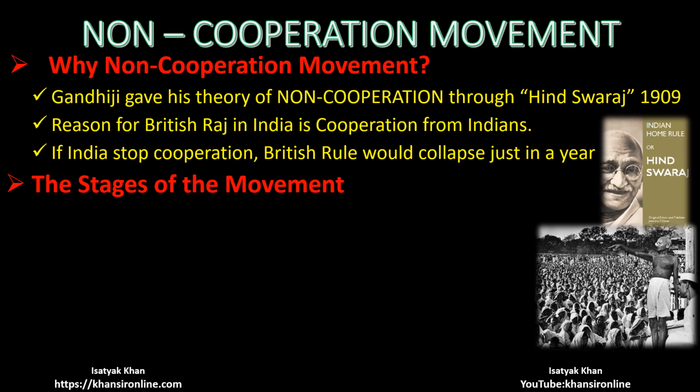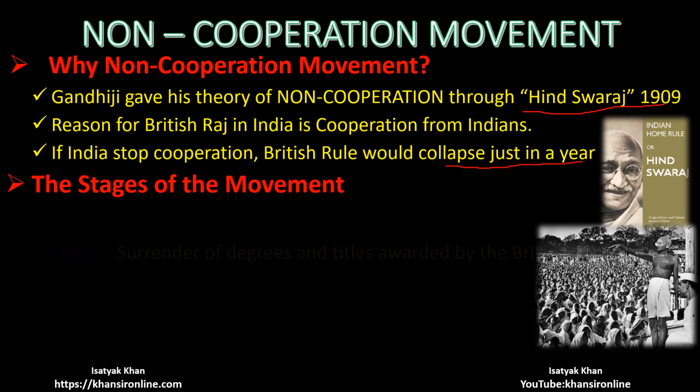So first of all, why was non-cooperation needed? Gandhiji published his book Hind Swaraj in 1919, and in that book, Gandhiji has given his full theory of non-cooperation. He explained that the Britishers are able to rule India just because the Indians are cooperating with them. If the Indians stop cooperation, the British rule will collapse within just a year. सिर्फ एक साल में अंग्रेज साम्राज्य भारत में खत्म हो जाएगा if the Indians stop cooperating with them. If the Indians boycott them, this kingdom will collapse.